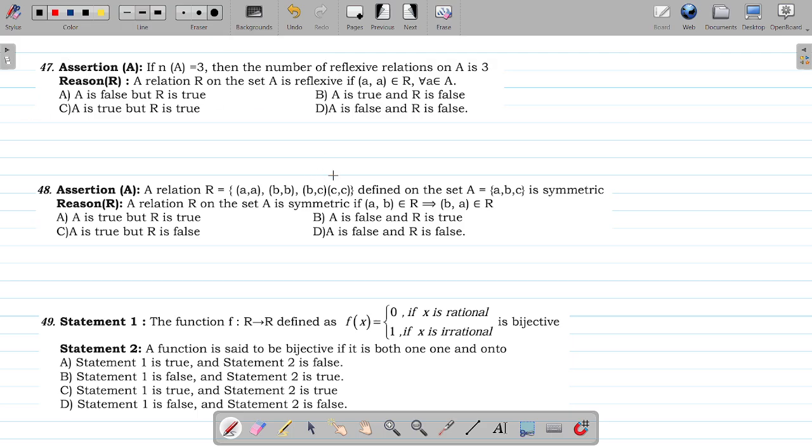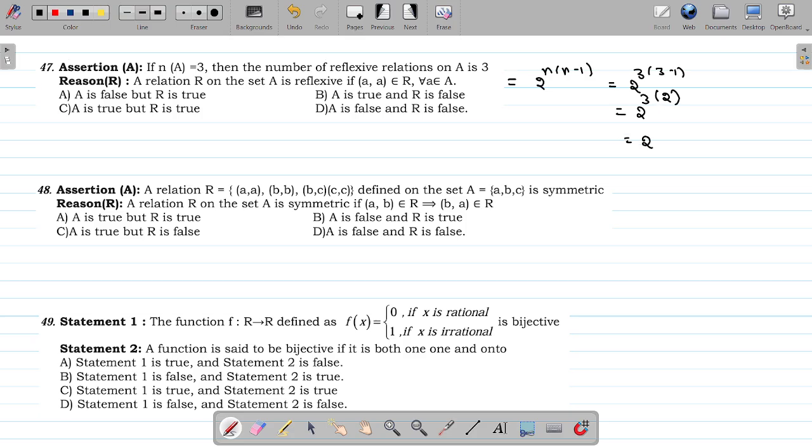Yes, next question. 47. Assertion is, if n(A) is 3, then the number of reflexive relations on A is 3. See, n(A) they have given, right? You have to find the number of reflexive relations on this set. The number of reflexive relations is always given by 2 power n into (n minus 1), where n is the cardinality of the given set. So it becomes 2 power 3 into (3 minus 1), and 3 minus 1 is 2.